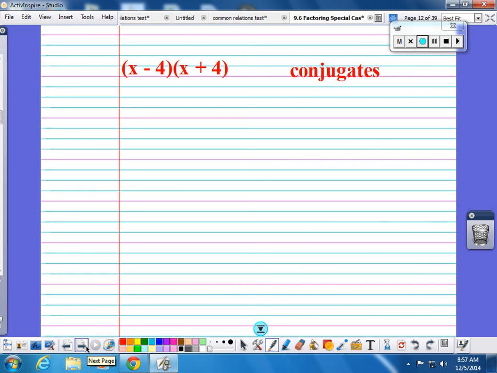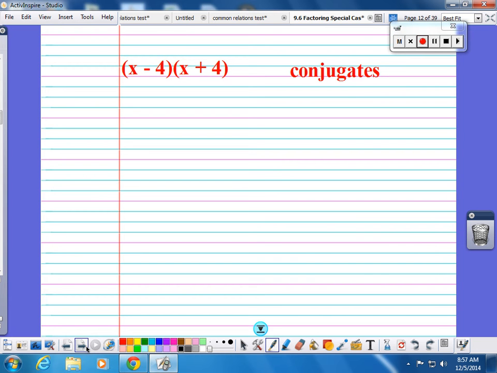Why do I call these conjugates? How do I recognize them as conjugates? They are the same except for their middle signs. All right, would you foil them? Go ahead, foil those. Now we'll do the shortcut. Good job. What's the shortcut on this one?